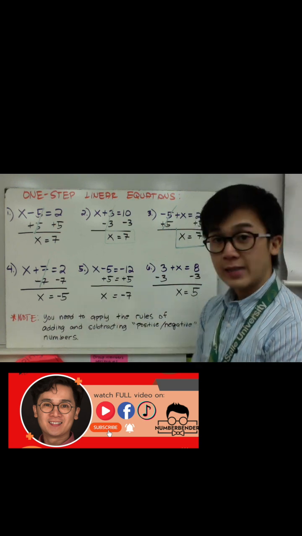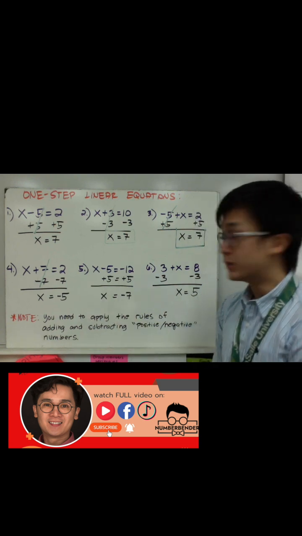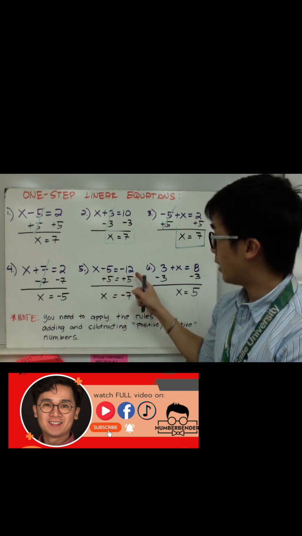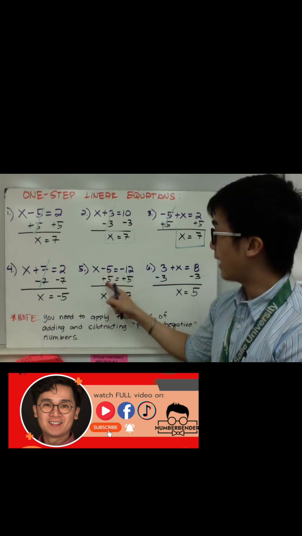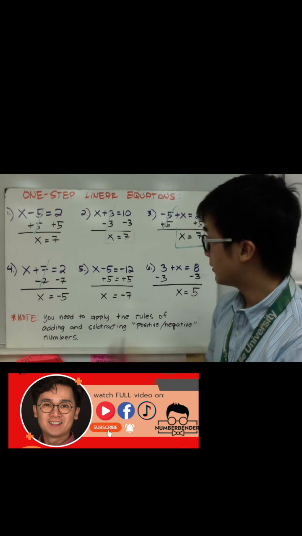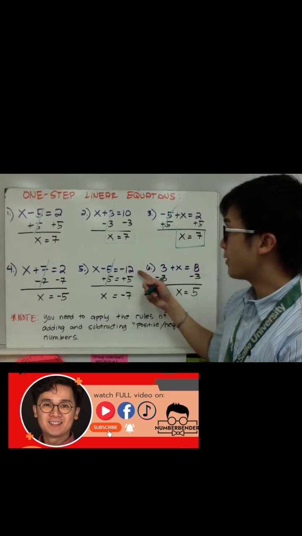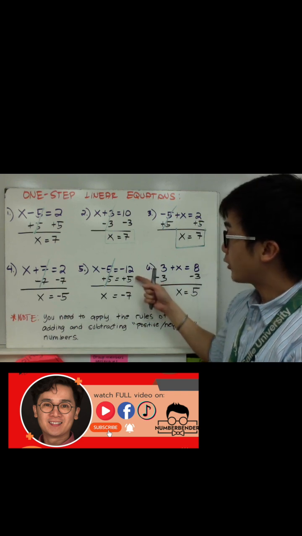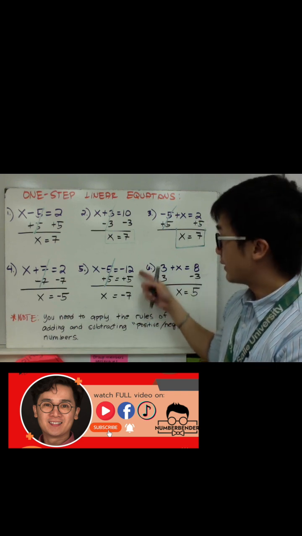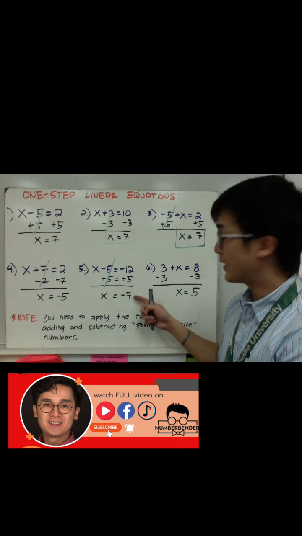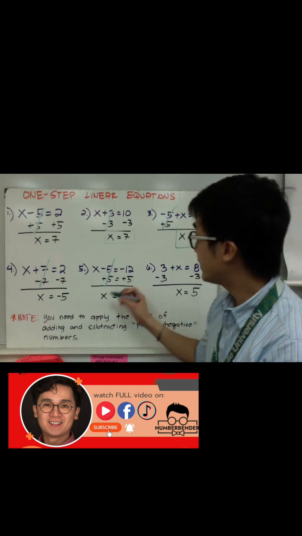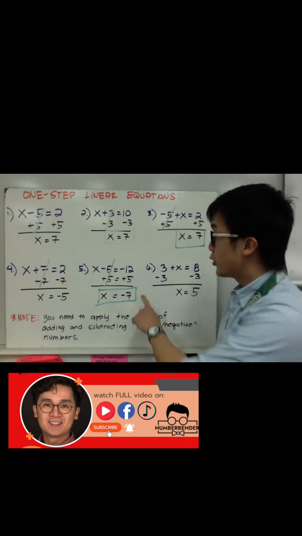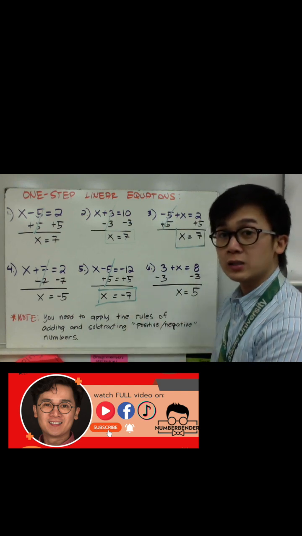For example number 5, we'll use the same principle. If I have x minus 5 is equal to negative 12, to get rid of negative 5, I'll add 5 on both sides, leaving me with negative 12 plus 5. Since you are adding or subtracting signed numbers, negative 12 plus 5 is negative 7. You just need to remember your lesson in adding and subtracting signed numbers so you'll be able to apply it in linear equations similar to this one.